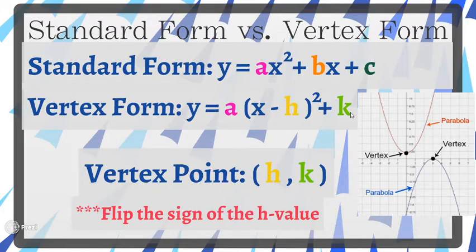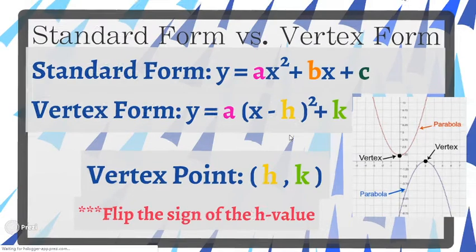Now k is whatever it is. If it's a positive, then k is positive. If it's a negative, then k is negative. So that's kind of why you have to flip the sign on the h value.